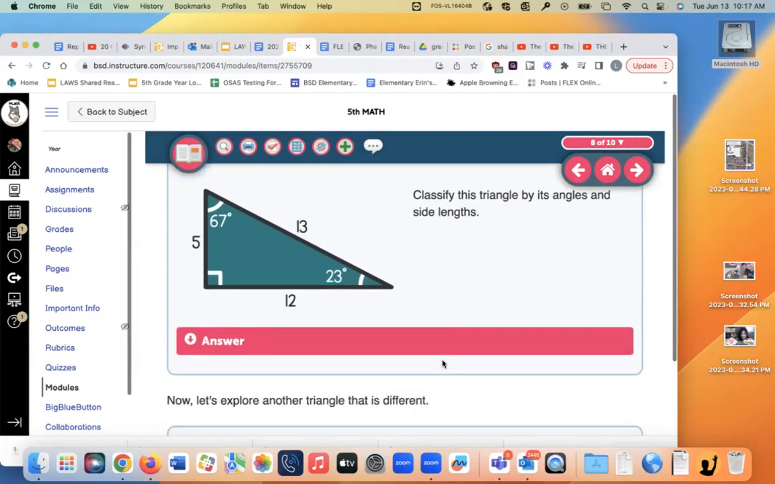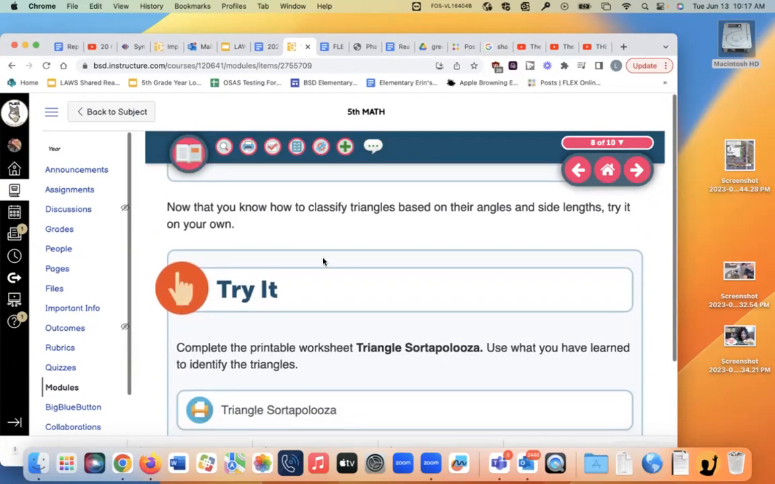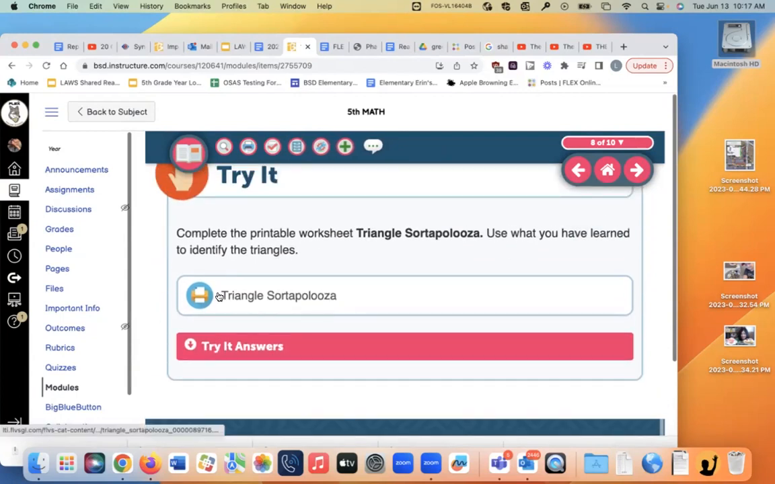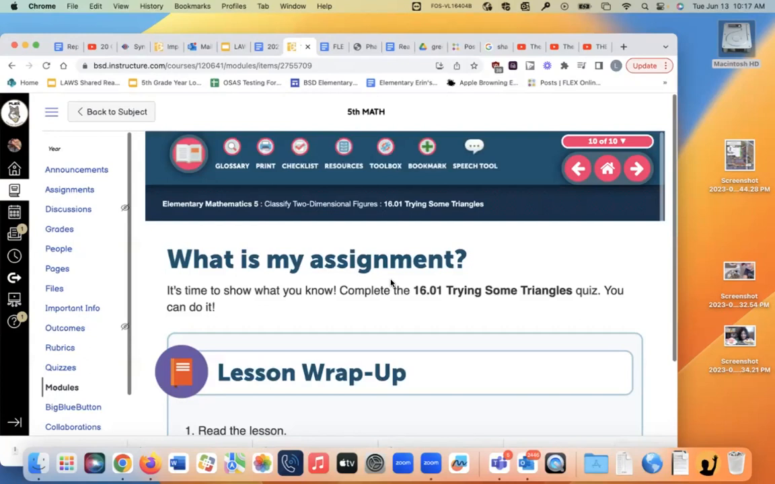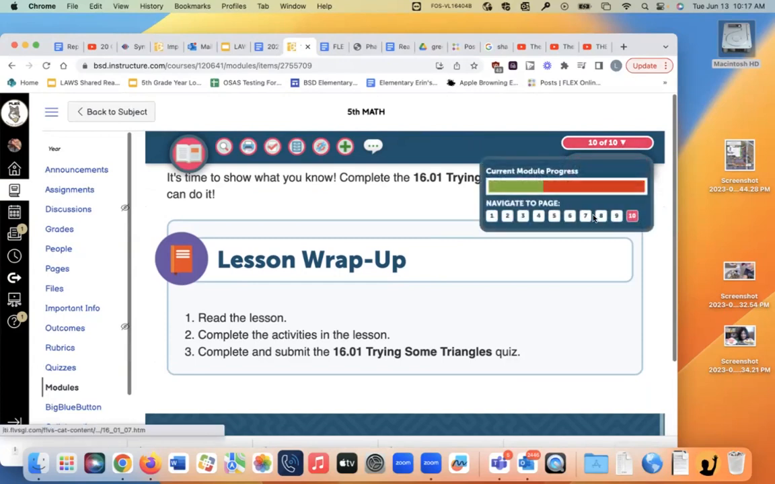Okay, guys, this one's a little bit tricky just because you have to remember a lot of words or look back or have a good chart. Do they have a resource for this? It would be great if they did, but I don't see one. Oh, here we go. Complete the printable worksheet, Triangle Sortapalooza. Use what you've learned to identify triangles. So this one has, well, let's look at the assignment because I think it's similar. No, it's a quiz. Okay, well, then it must be in the next lesson that you get to sort them.